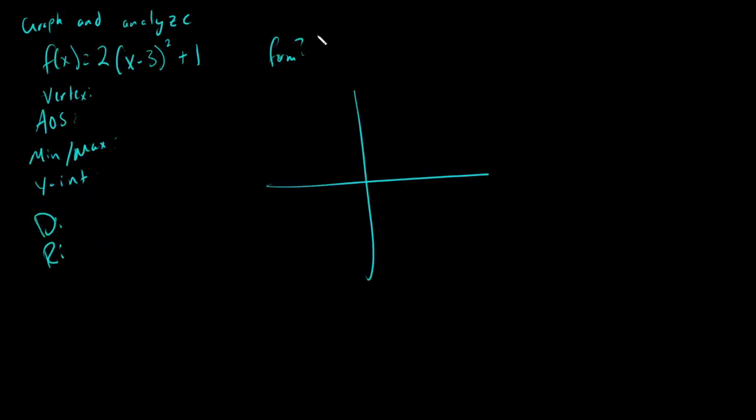All right, here's the next example. This is in what we call vertex form, because it tells us our vertex right here, this is h comma k. So that's the first thing we're going to write down, the vertex. So it's going to be 3 comma 1. All right, and our axis of symmetry is the x coordinate, so it's x equals 3.